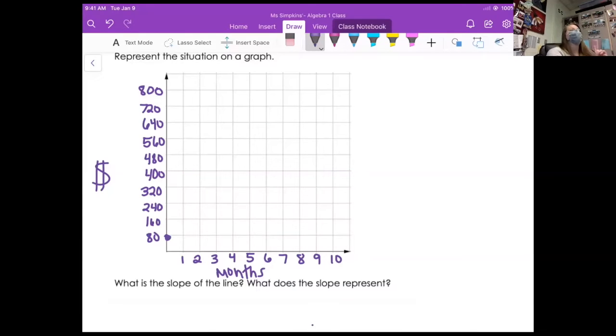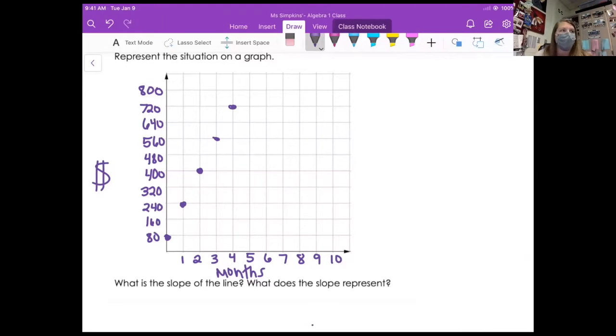After 1 month, how much total money have I paid? Okay, good. Not 160, 240. Because remember, I did pay 160 for that month, but I had already paid $80. So my next point should be after 1 month, I paid $240. How much total after 2 months? So I want to add 160. 400. How much after 3 months? 560. After 4 months, 720. Notice how it goes in a straight line, right? Because it's a consistent monthly charge.